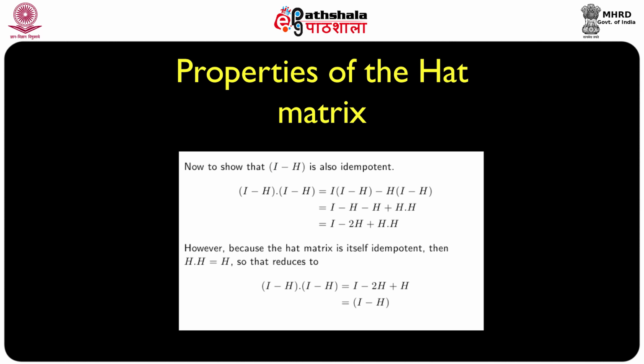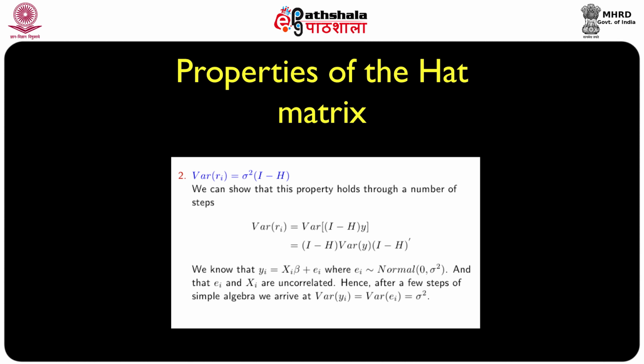Now, to show that I minus H is also idempotent, when we multiply I minus H with itself, we get the resultant matrix in the form I minus 2H plus H times H. However, because the hat matrix is itself idempotent, H prime H equals H. So the above resultant reduces to I minus 2H plus H, which equals I minus H.